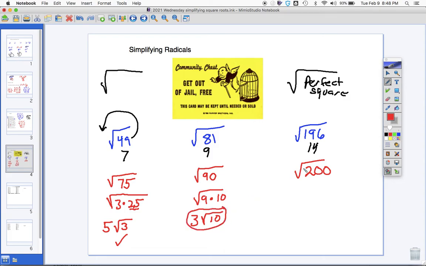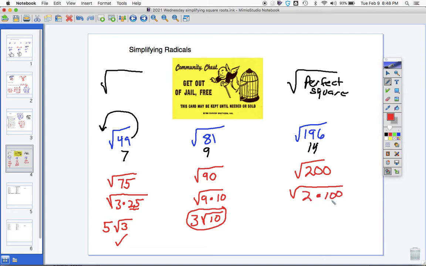Okay, and then take a look at this last problem here. I've got the square root of 200. Again, I want to break it down. There are many different ways I can break 200 down. For example, I can do 4 times 50, things like that. But I'm going to go right to one that I know right away. When I think of 200, what two numbers come together to create 200? I think of 2 times 100.